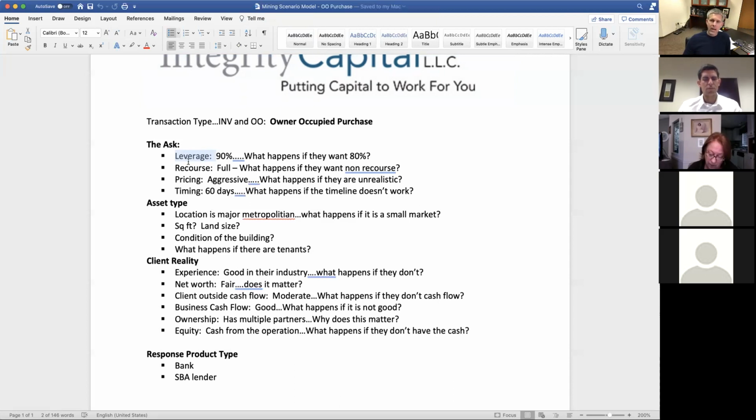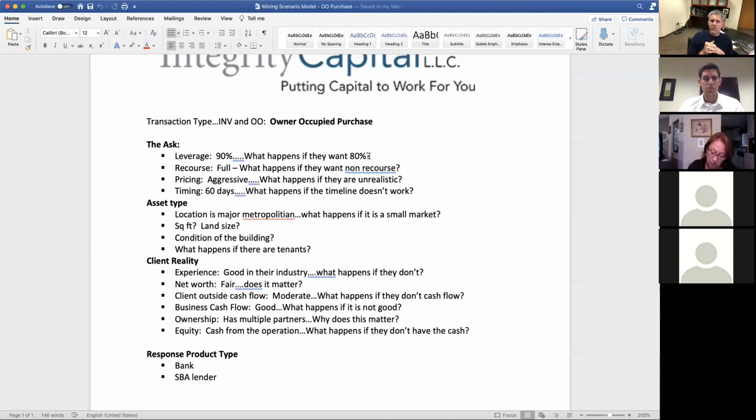So in this scenario, for an owner occupied purchase, we're going to make the assumption that they want 90%, which means they're going to put 10% down on this loan. Okay. And over to the right here, I put a little question, which is somewhat of a deviation from this particular model: what happens if they want 80%? If they want a lower loan to value, what is that going to ultimately mean?